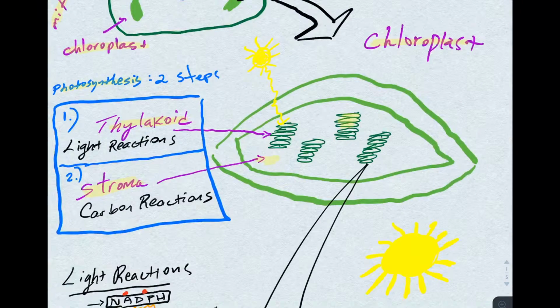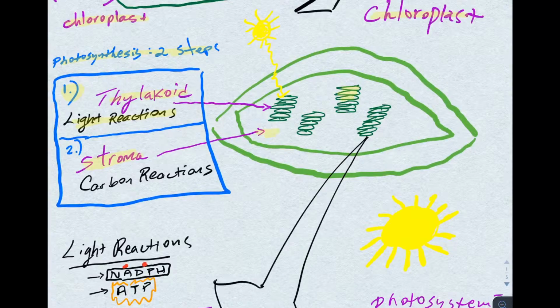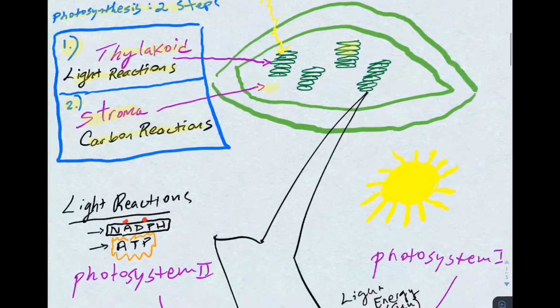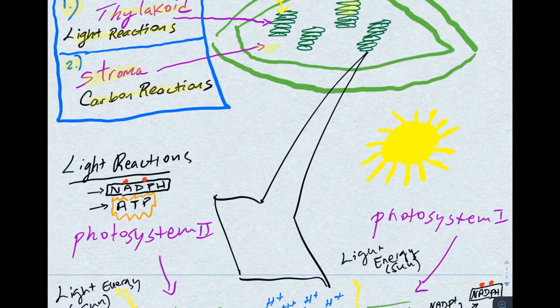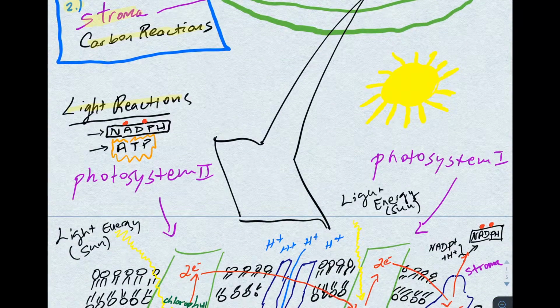Now, photosynthesis is actually two steps. The first step is known as the light reactions, which take place inside the thylakoids. And the second step is known as the carbon reactions, which take place inside the stroma. So let's look at the light reactions first, which are taking place inside the thylakoids.